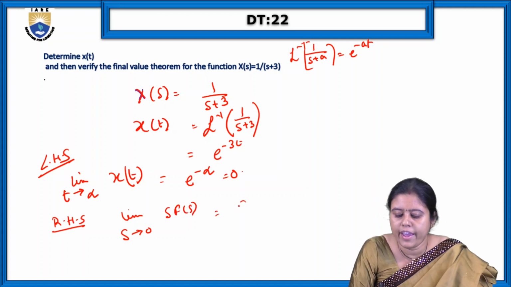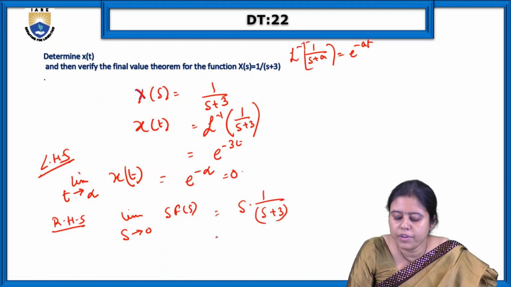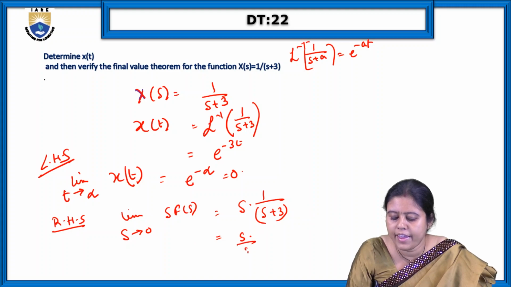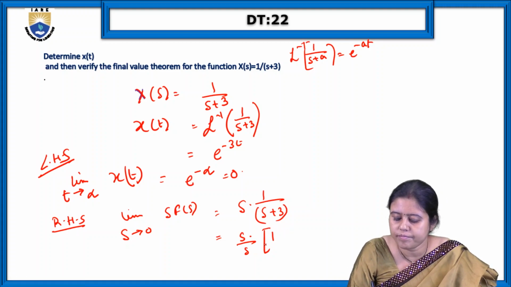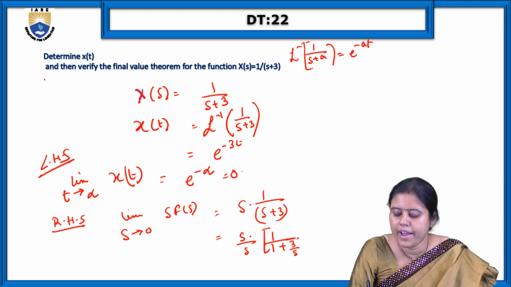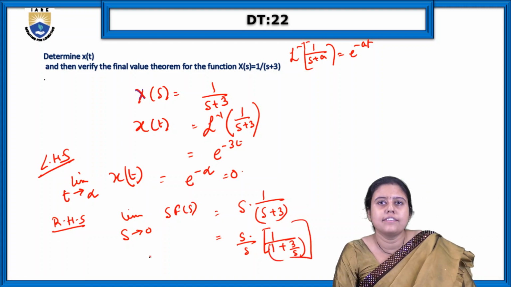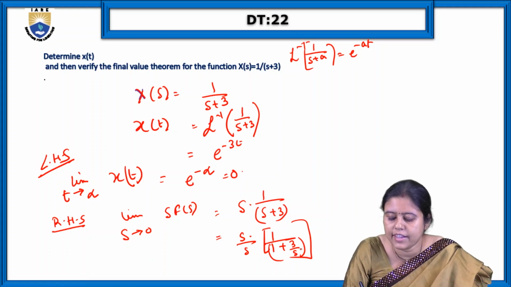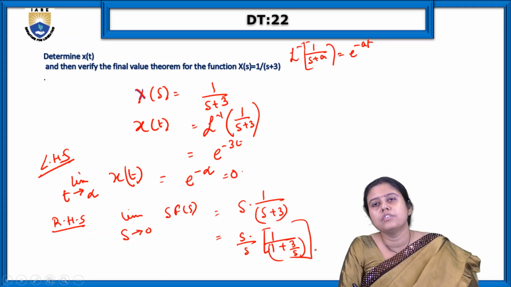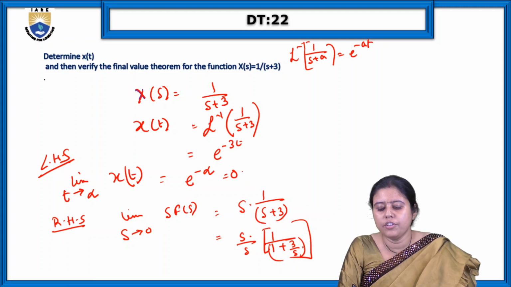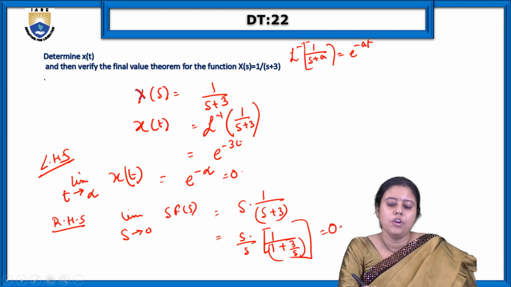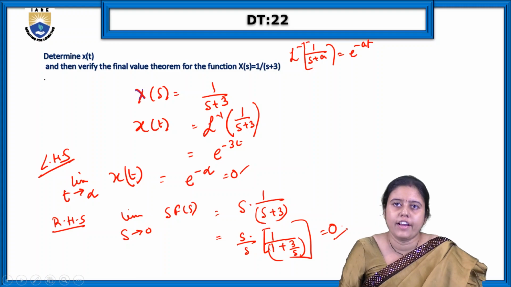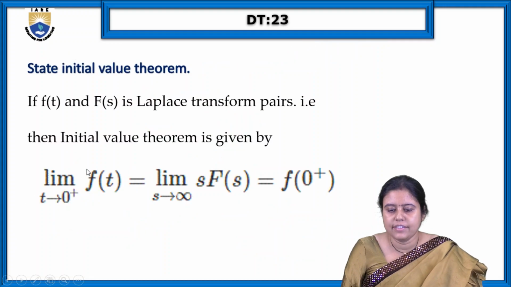So what is the value? s of Fs is s times 1 by s plus 3, or we can write s by s into 1 plus 3 by s. Now as it is the limit, s and s will cancel each other. 3 by s with s equal to 0 is infinity. 1 plus infinity means infinity, and 1 by infinity is equal to 0. So both answers are verified. LHS is equal to RHS.